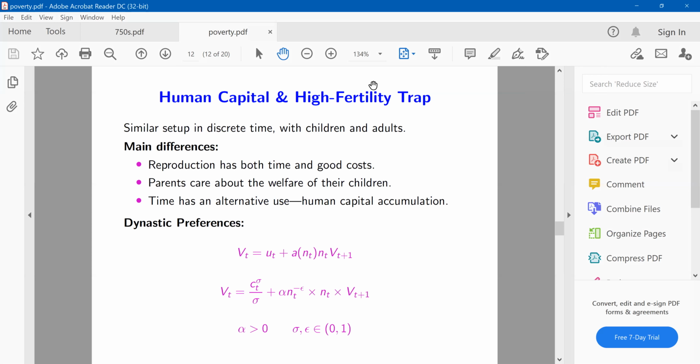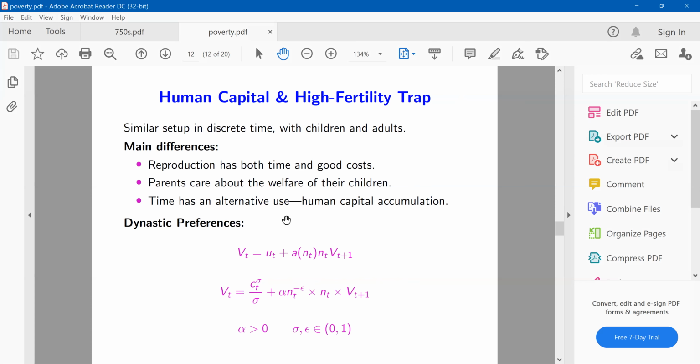So for this, we introduced dynastic preferences, but let's first look at the similarities with the earlier setup. The demographic setup is very similar. There's again a discrete time framework. There are children and there are adults. These two generations overlap in any particular period. The main differences are the following. We introduced time costs as well. For reproduction, it is not enough to feed the kids, but you also spend some time with them, okay?